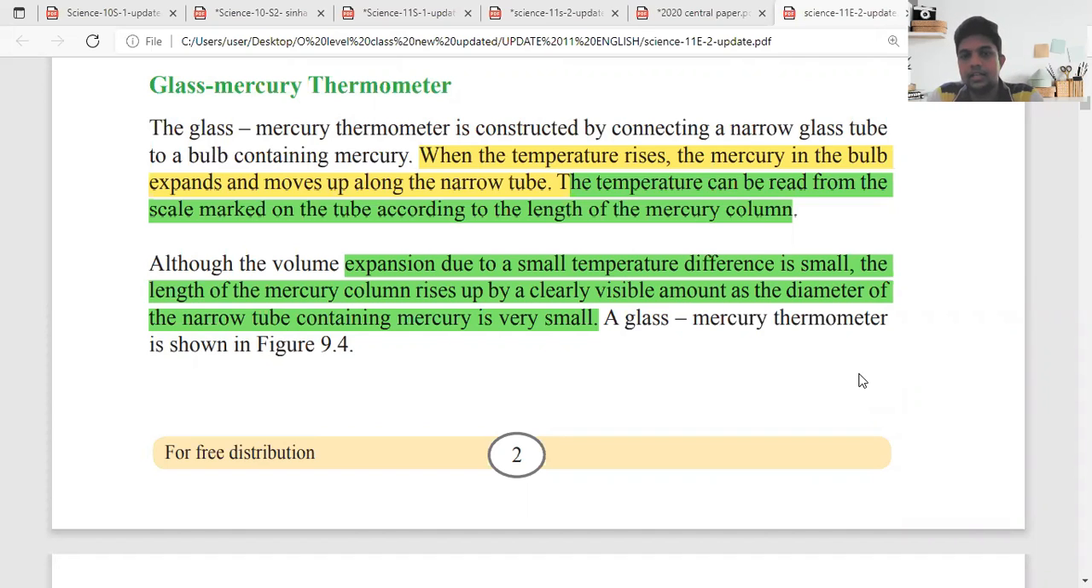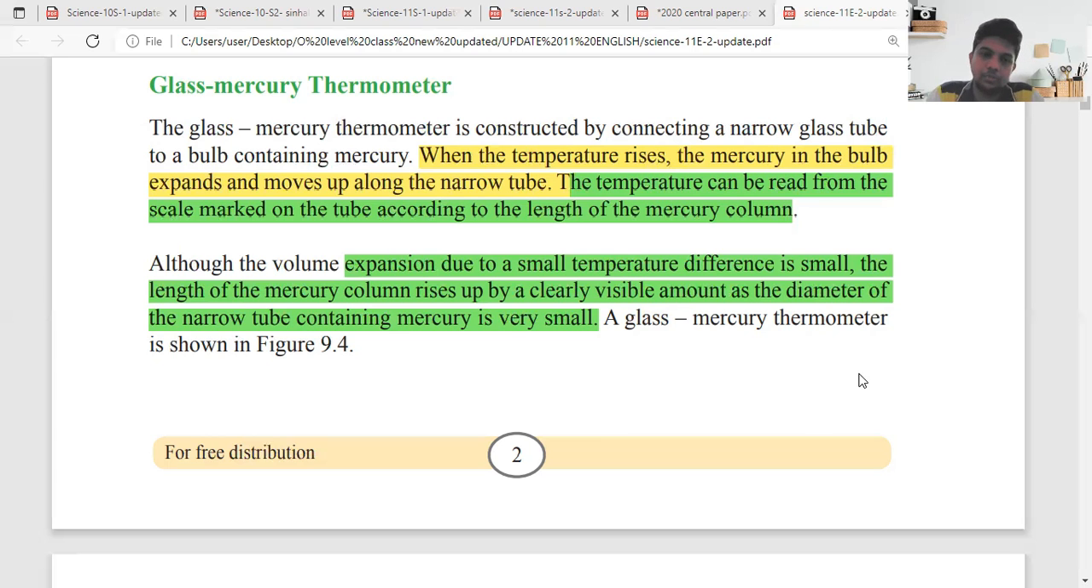Next point, write down. The temperature can be read from the scale marked on the tube according to the length of the mercury column.